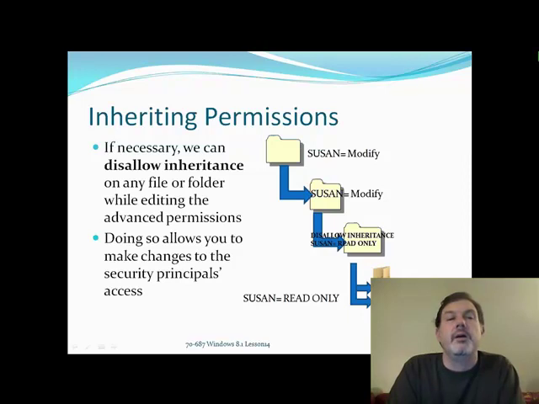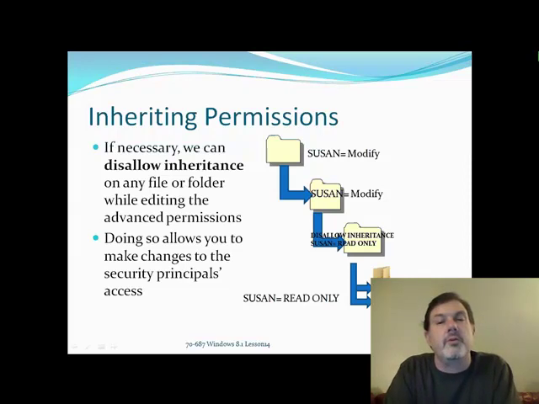By disallowing inheritance, I can make changes to those security principals' access levels and give Susan the specific access she needs for her data. In the example you see here on the right, once again Susan has modify access in the parent folder, but in this instance I only want Susan to have read-only access. So, Susan would generally have modify access to all the subfolders within this element, except for this particular folder where I have disallowed the inheritance for Susan and propagated read-only access to all the subfolders and files in that folder.